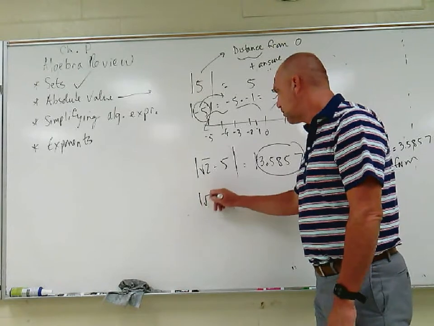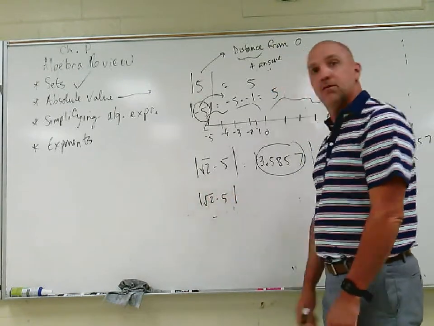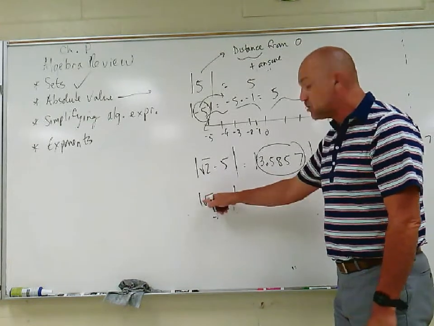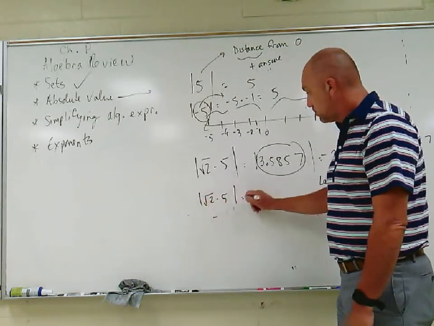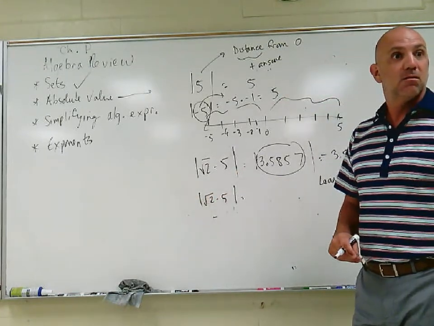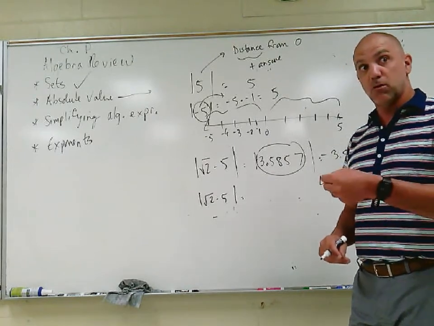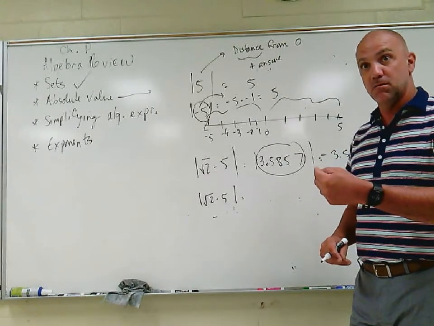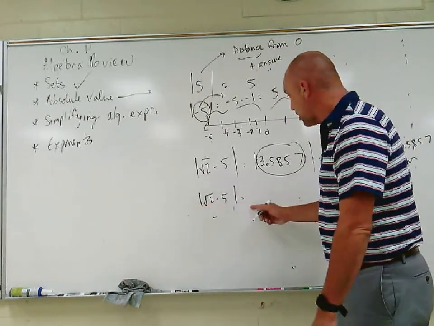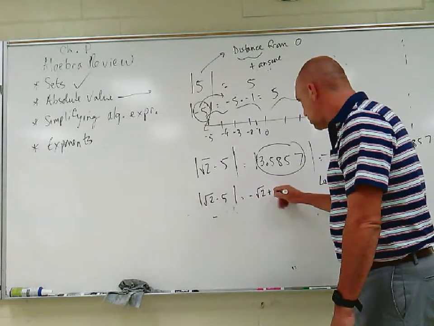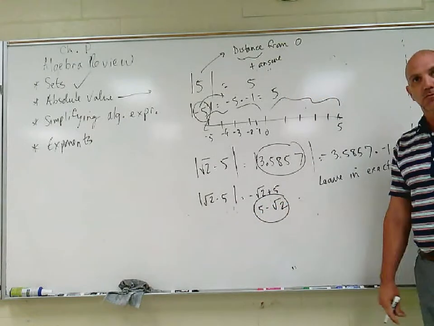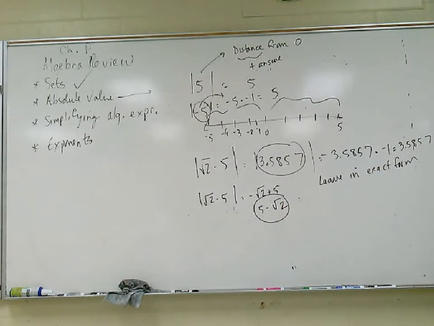So what's the absolute value of square root of 2 minus 5? Well, I know it's negative, because I know square root of 2 is smaller than 5. So if I negate it, this becomes what? If I multiply the inside by a negative, what does square root of 2 become? Negative square root of 2. What does negative 5 become? No, it's already a negative. Positive. So if you multiply this, you should get negative square root of 2 plus 5, or 5 minus square root of 2. That's the answer. That is 3.5857.